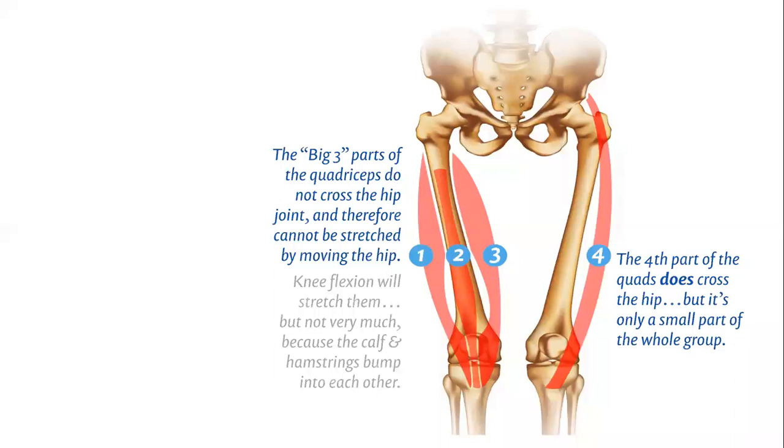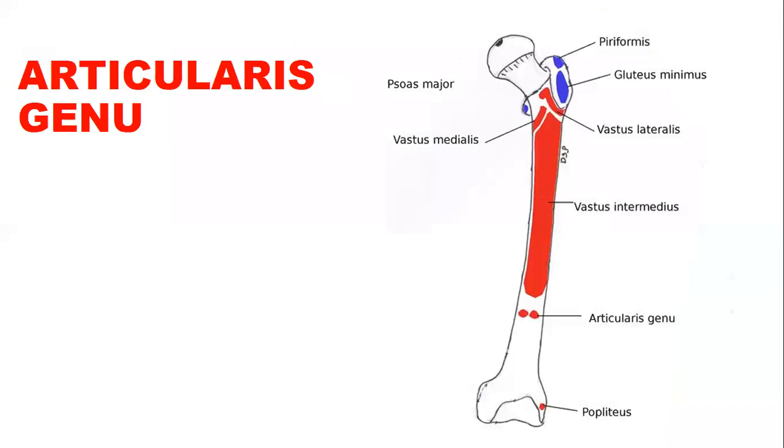Sir, articularis genus ka origin kya hoga? Beta, articularis genu ke baare mein main baar baar bata raha hu. This is the part of the vastus intermedius. This is a picture of the vastus intermedius. See here that this dissected area just below the vastus intermedius indicates the origin of the articularis genu.